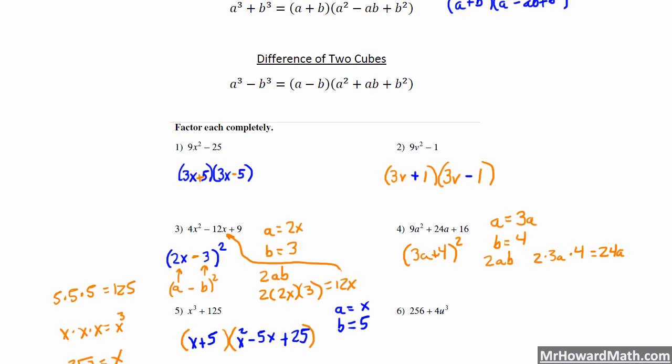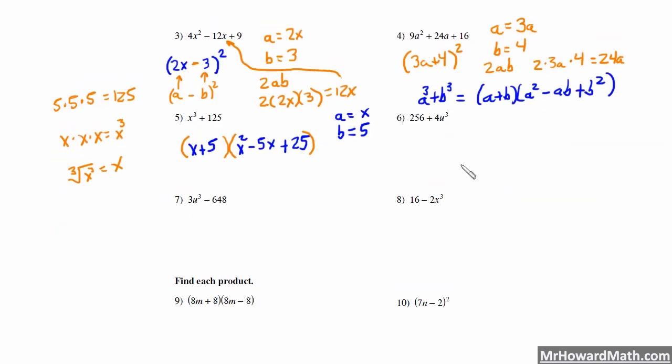I'm going to write that right here. So I'm hoping I'm not confusing you moving back and forth. So let's just write it. A cubed plus b cubed is equal to the quantity a plus b times the quantity a squared minus ab plus b squared. Alright, so that's what we're using on number 6 right here.